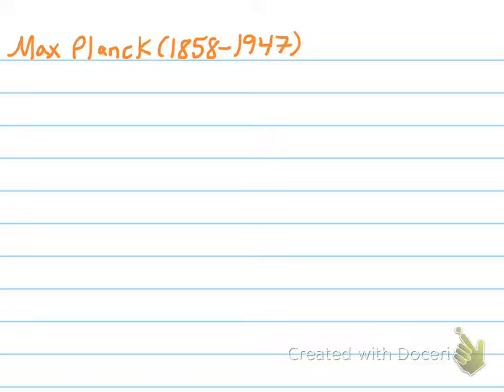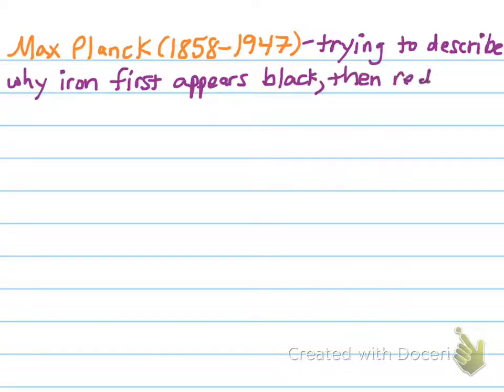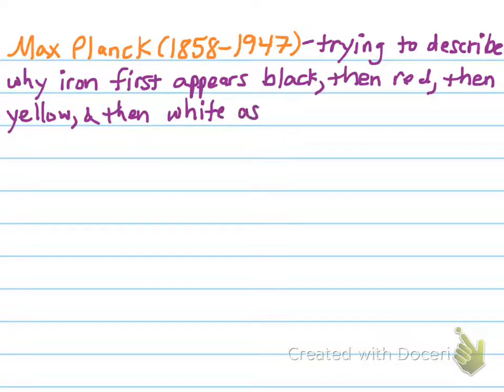Okay? And he was really initially trying to describe why iron first appears black, then red, then yellow, and then white as its temperature increases.